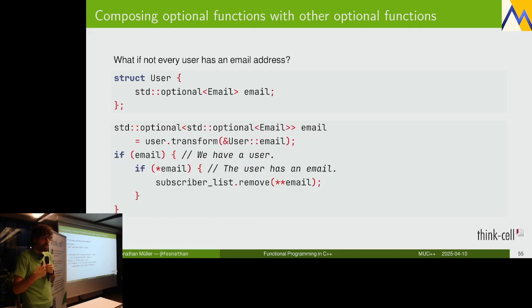Well, then if we call user transform, we end up with an optional email. And to handle that, we sort of have two levels of if. The first if is true if we have a user, and the second if is true if that user has an email, and then we need the double star to get the actual email out of there. And this is a bit annoying because we don't really care about the individual failure cases. It doesn't matter whether we failed because the user doesn't exist, or we failed because the user didn't have an email. We want to treat them uniformly.